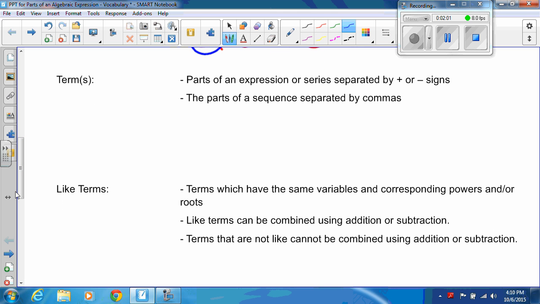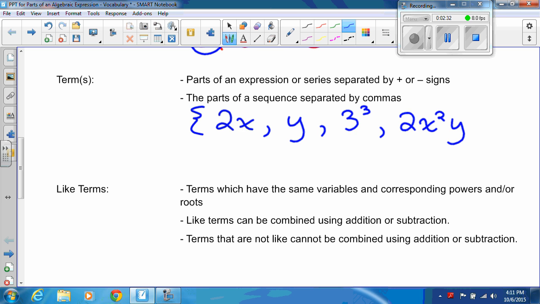Terms are the parts of an expression or series separated by plus or minus signs. The parts of a sequence separated by commas is another way to say it. If I just had a set of values, for example, I might have something like this. I'm kind of starting with the second one first. I might have 2x, y, 3 to the third, and 2x squared y. These would all be different terms right there.